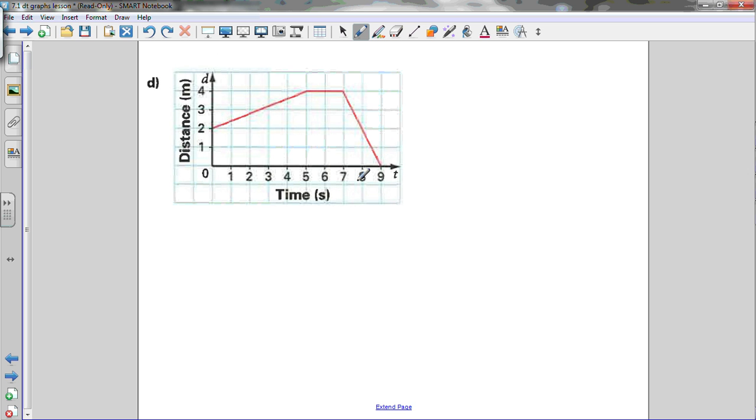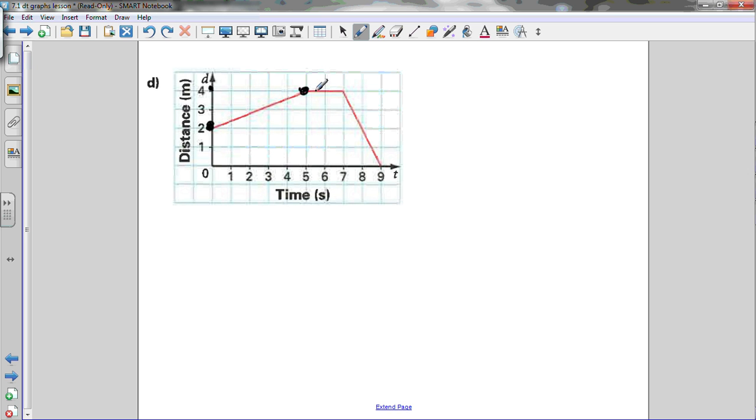Last one here. So I have a few different sections here. So they start 2 meters away from the sensor. Then I have a straight line, so they're moving at a steady pace. It's not very steep, so they're moving pretty slowly. So they're moving at a slow, steady pace away from the sensor. They start 2 meters away, and then after 5 seconds, they're now 4 meters away from the sensor. Okay, so they're moving away from the sensor at a slow, steady pace.